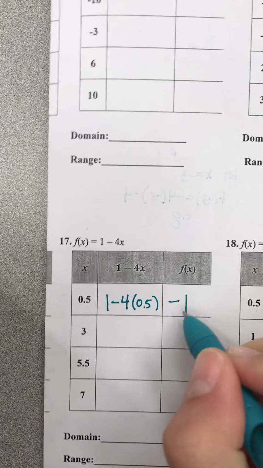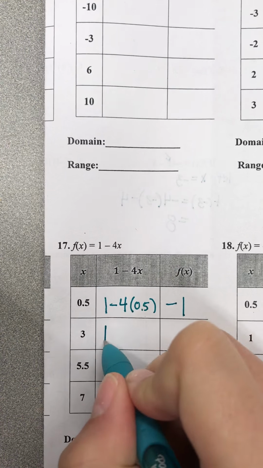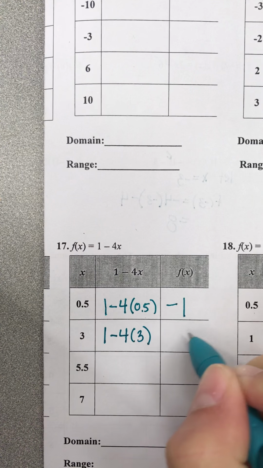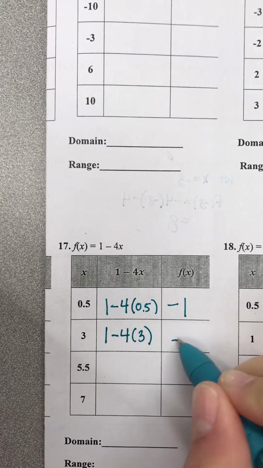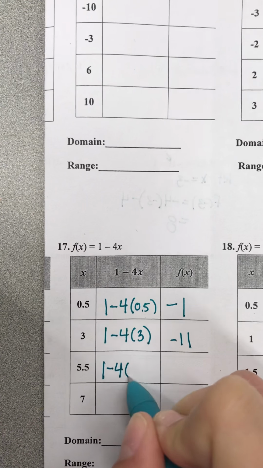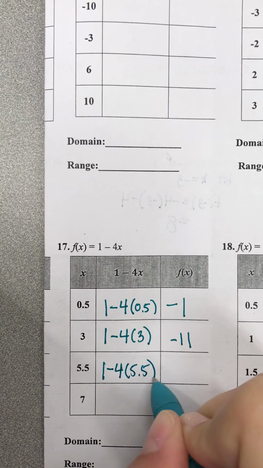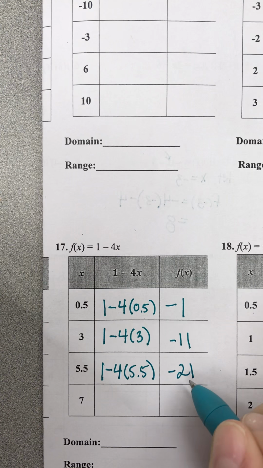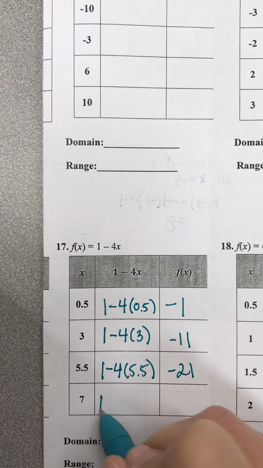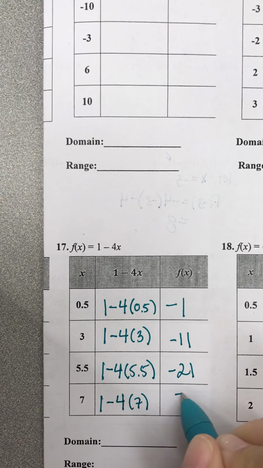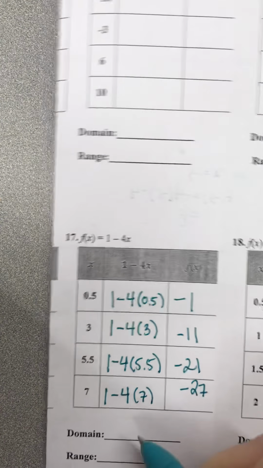When you plug that into your calculator, you're going to get -1. If I substitute 3 in here, that's 1 minus 4 times 3, which gives me -11. If I substitute 5.5, that's 1 minus 4 times 5.5, which gives me -21. And if I plug in 7, I get 1 minus 4 times 7, which gives me -27.